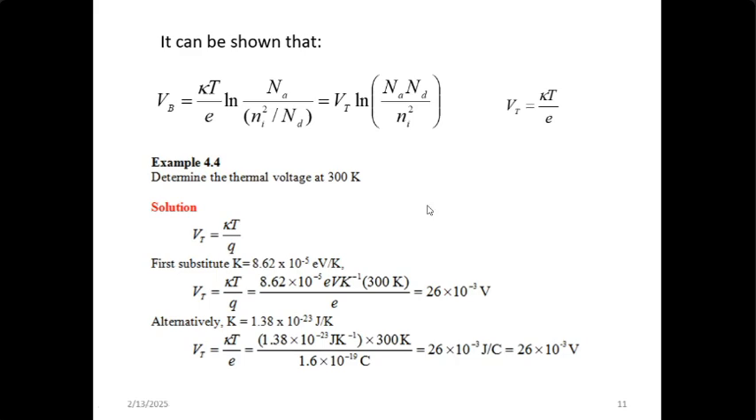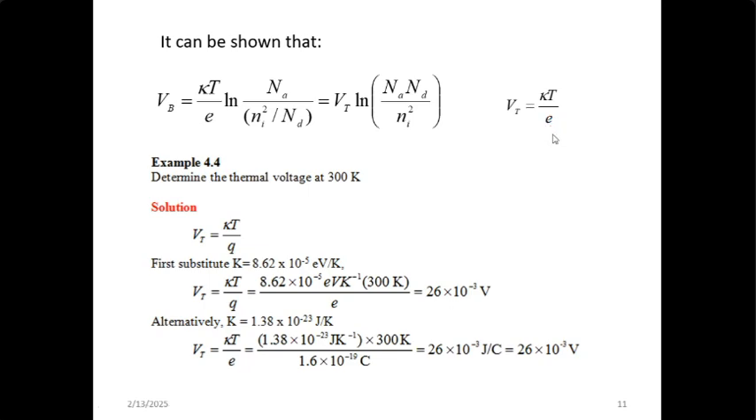Determine the thermal voltage at 300 Kelvin. So we are not being asked in this example 4.4 to determine the barrier potential. We are being asked to determine the thermal voltage. And we see how we determine it. It is equal to Boltzmann constant multiplied by the temperature, the absolute temperature, and we divide by the electronic charge.